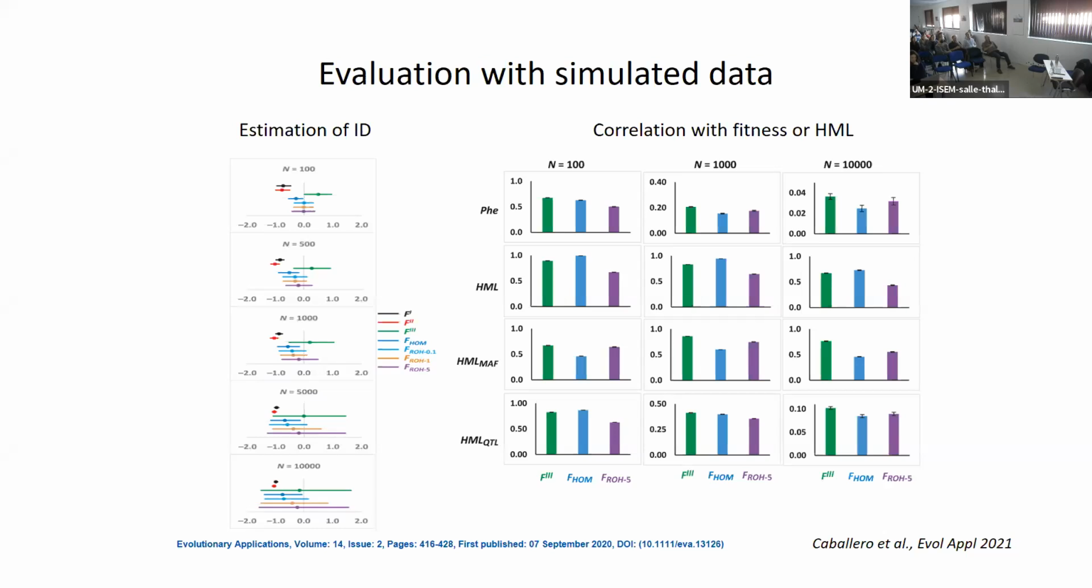And with 100, ROH-based approaches are unbiased, and the united gametes is a bit biased. When you increase it, the united gametes is no longer biased, but the ROH start to be biased. So the conclusion is that the best approach might depend on the effective population size you are studying. And he also shows that the correlation with the fitness is best with united gametes.